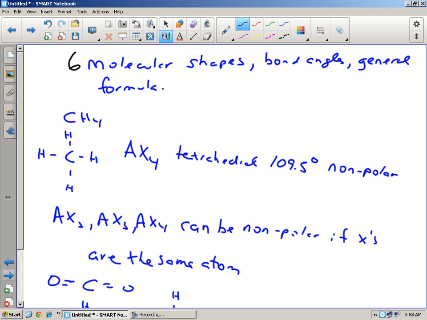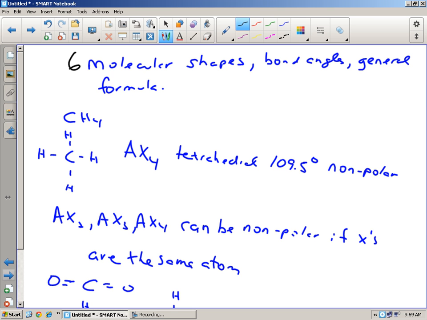I'm not going to ask what's the general formula of water, for example, AX2E2. I'm not going to ask you that. However, if you know what AX2E2 is, maybe you can say, oh, that's tetrahedral bent, and that's 104.5, and that's probably polar because it's got E in the formula. So that might help you there instead.